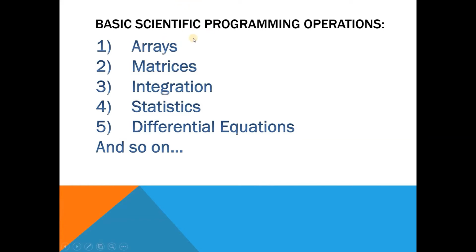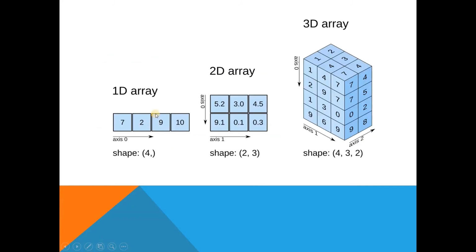But in a list, we can store heterogeneous types of data. You can have strings, sentences, digits, numbers, float values and so on. So this was the basic difference between arrays and lists. Obviously I'm going to discuss arrays and lists in the further tutorials, but this is just the introduction. I'm just explaining what we can do by using NumPy: arrays, matrices, integration, statistics, differential equations, and so on.